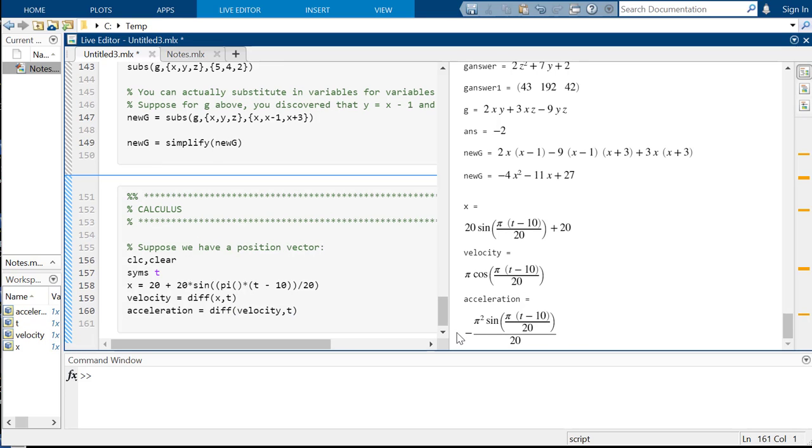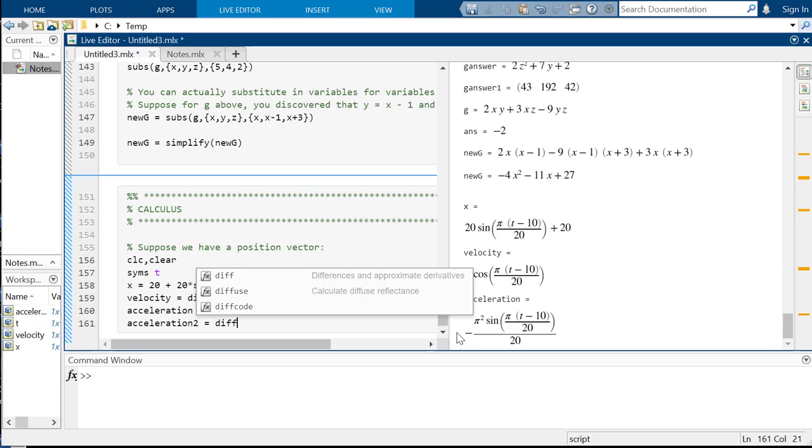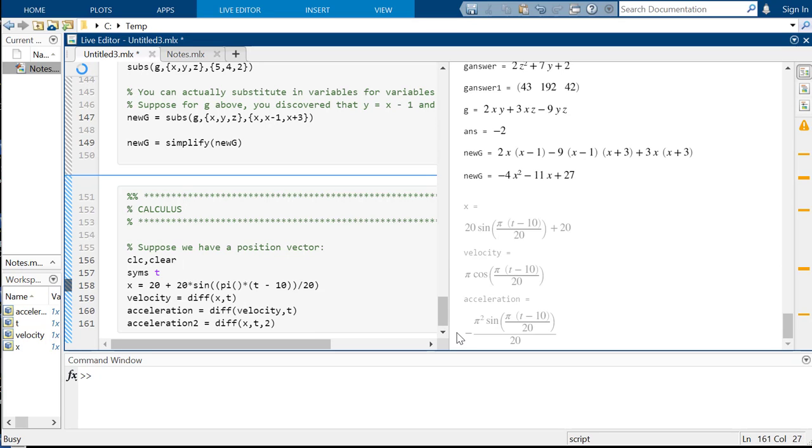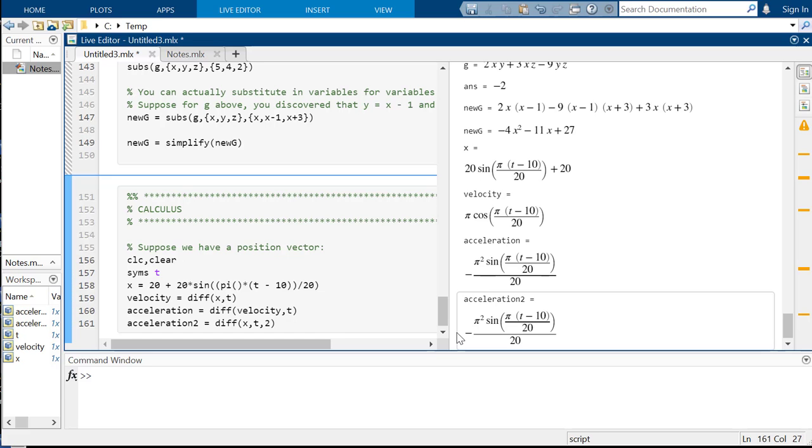But I can also say acceleration too, as I can say that it is the second derivative of x with respect to t. And I should get the same answer both times. Yeah, so I can do a second derivative by either doing the differentiation twice, or I can get a second derivative by just saying do a second derivative.